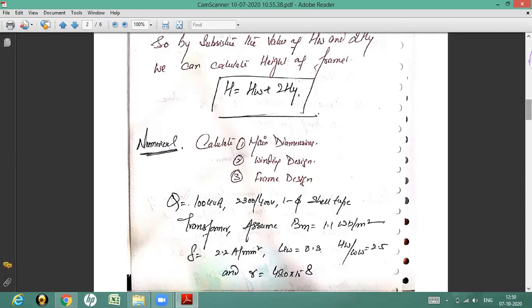Window space factor Kw is equal to 0.3. The ratio of HW to WW, that is the height of the window to the width of the window, is 2.5. And one of the most important things here is that the value of R is given, and the value of R is 480 into 10 to the power minus 8. If you recall my previous lecture, the very first step for designing the main dimensions is to calculate ET, that is EMF per turn. And the value of ET is equal to K under root Q.